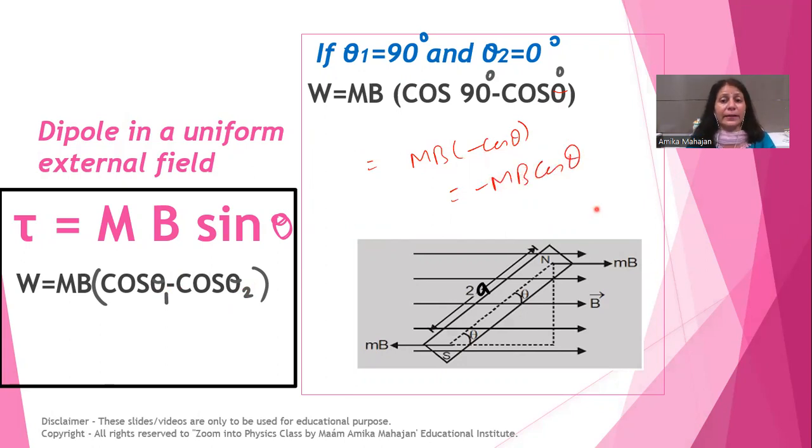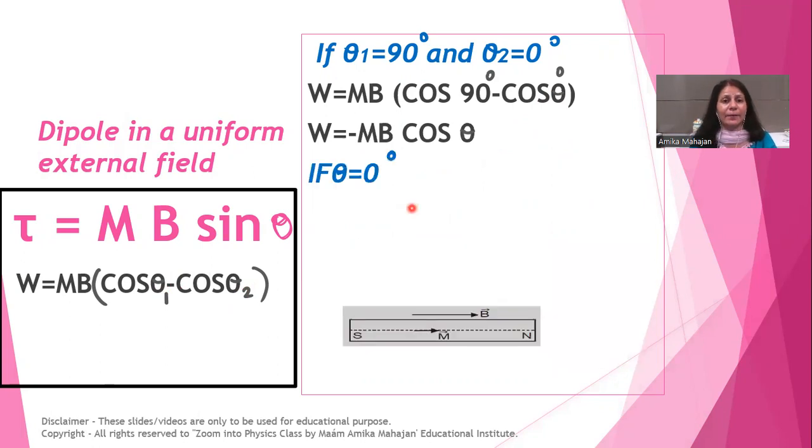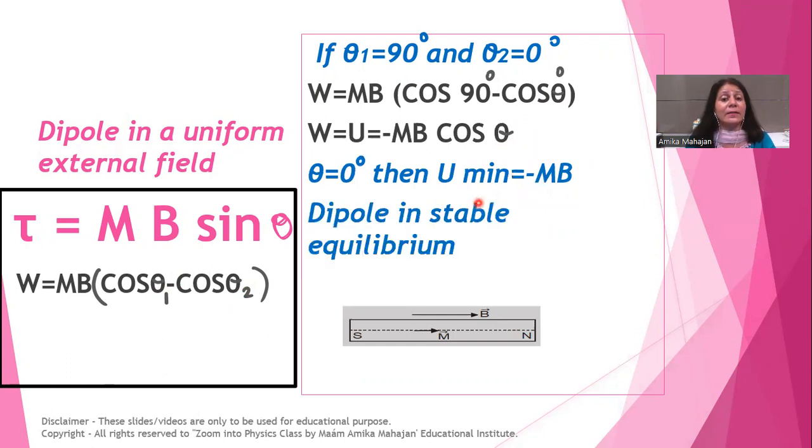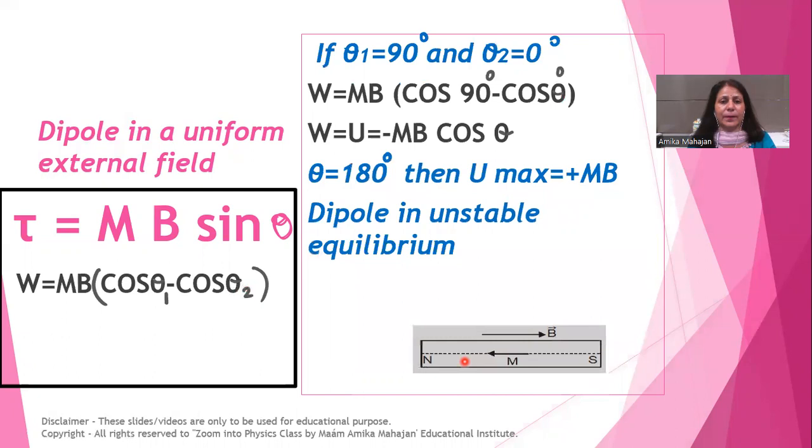Now when I put theta equal to 0 here, what will happen? This work or potential energy will be minimum because cos 0 is 1. So the minimum potential energy will be minus MB. When potential energy is minimum, then stable equilibrium is there. Stable equilibrium means the dipole moment and field should be parallel to each other at angle 0 degree. But when I put theta equal to 180 degree, then U will be plus MB, the maximum value of energy, because cos theta is minus 1, and minus 1 will be positive. Now, because energy is maximum, the dipole is in unstable equilibrium.